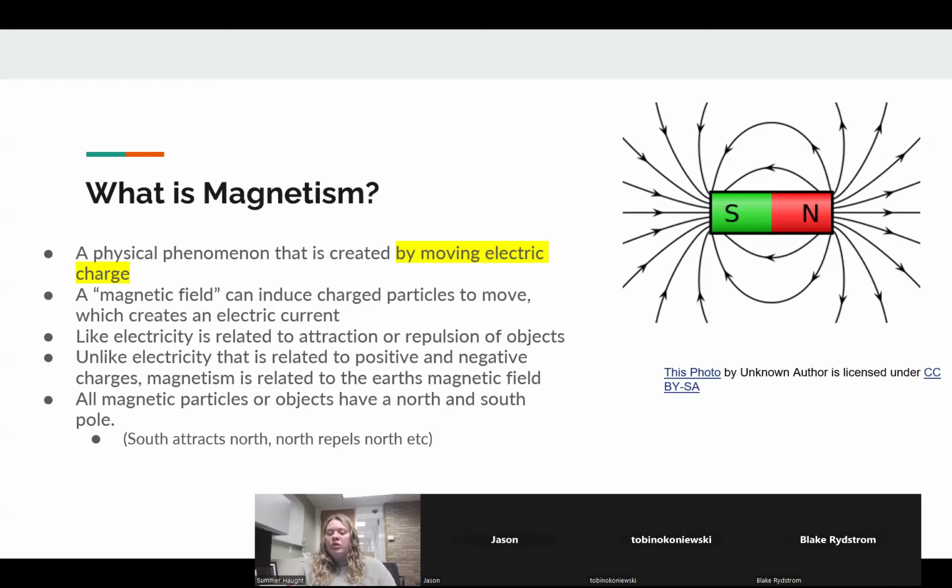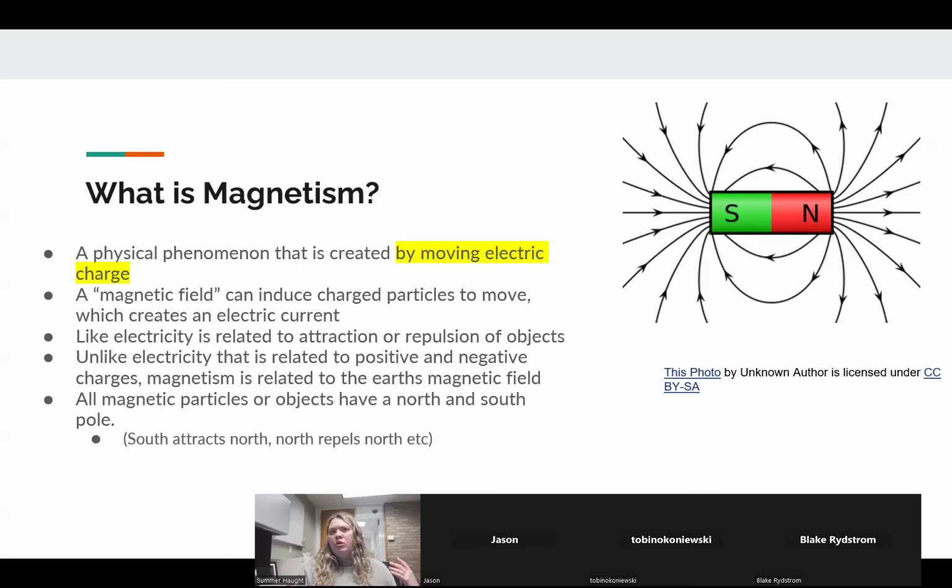A magnetic field is what induces those charged particles to move, which creates an electric current. So it works the same way as voltage. It's creating an electric current. When it creates an electric current, what that means is our electrons are moving through a circuit. And that's important, right? Because without a current, without those electrons moving through a circuit, we wouldn't have electricity.